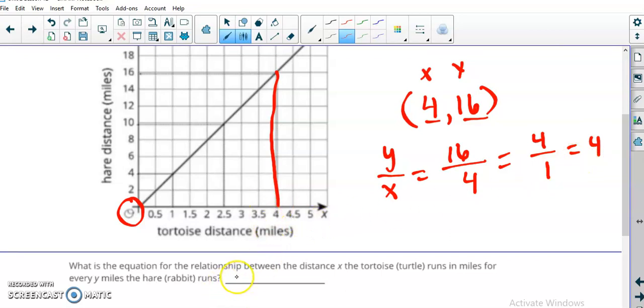So then the equation for this, in a constant of proportionality situation, because obviously there's a constant rate, is y equals 4x, where y is your hare and x is your tortoise. 4 is the speed at which it's traveling, 4 to 1. So the ratio of the hare and the tortoise is 4 to 1.